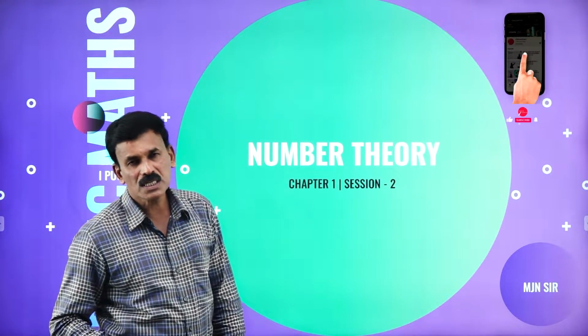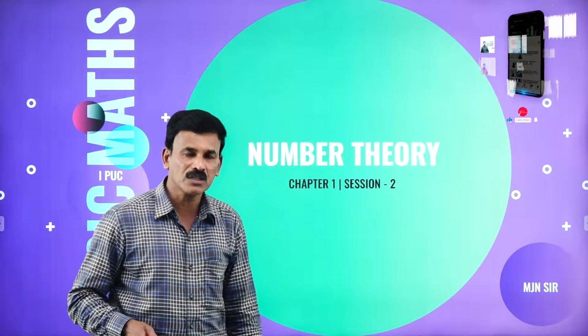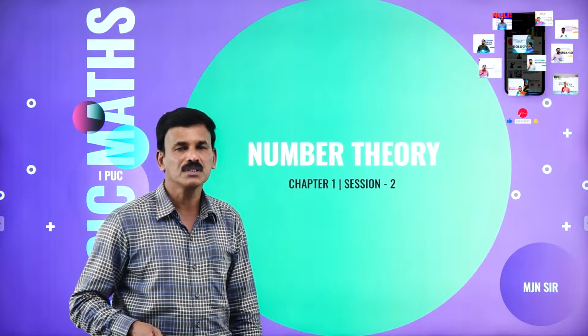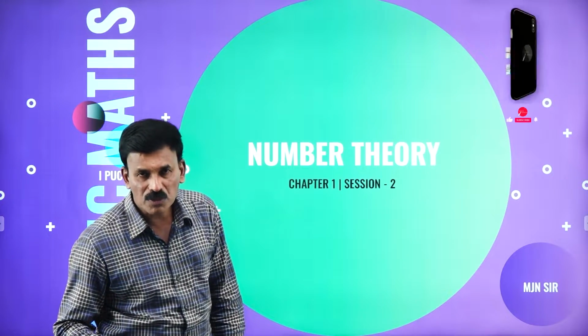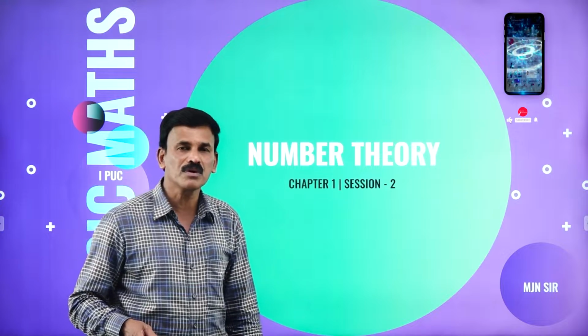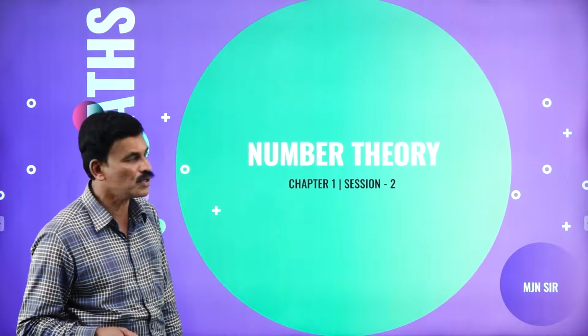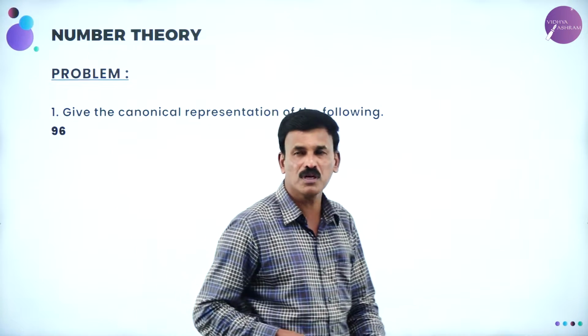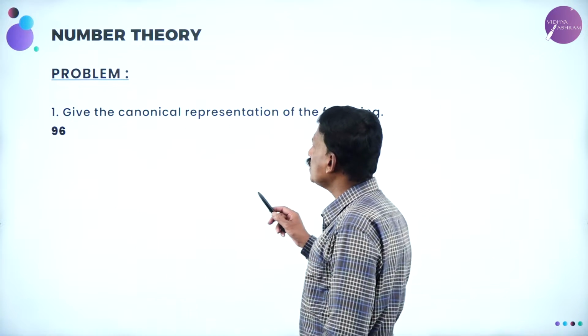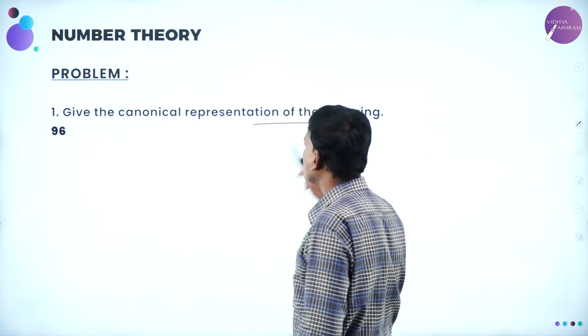So in my previous class we have discussed the canonical representation of a number, the sum of positive divisors and the number of positive divisors. Now in this session also I will take a few more problems based on those concepts. Now let us come to the first problem. What is the problem? Give the canonical representation for the following numbers.